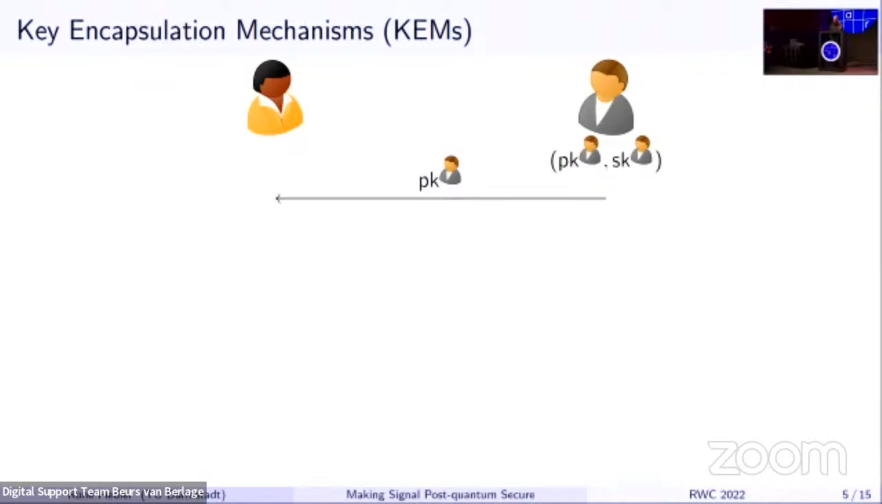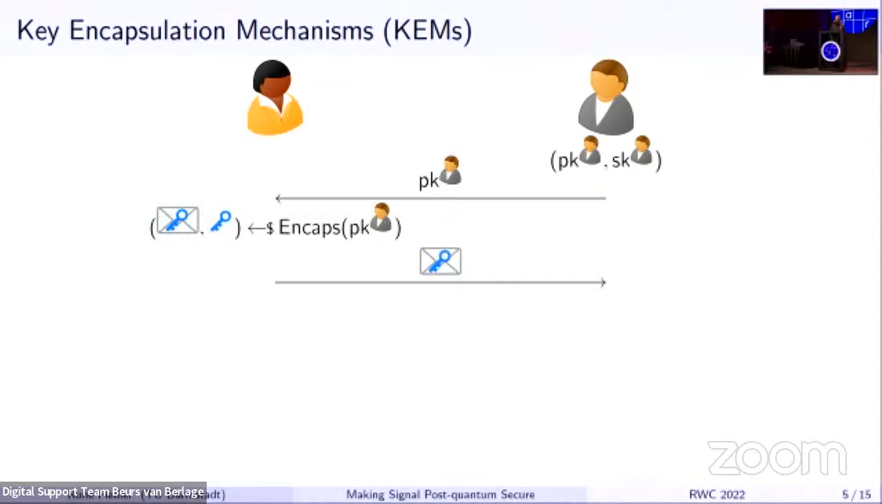First, let's recap what key encapsulation mechanisms are. So Bob has a key pair consisting of a public and a private key, and he sends over his public key to Alice. Alice can then encapsulate against Bob's public key, resulting in a ciphertext and a key. Then Alice sends over the ciphertext to Bob, and Bob can decapsulate this ciphertext with the use of his secret key. Now both of them have the key, which is their shared secret. This is what key encapsulation mechanisms are, right?